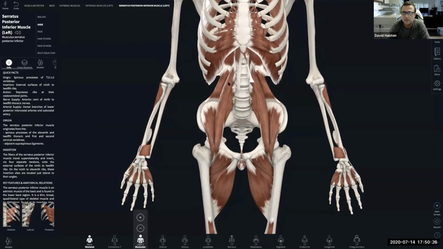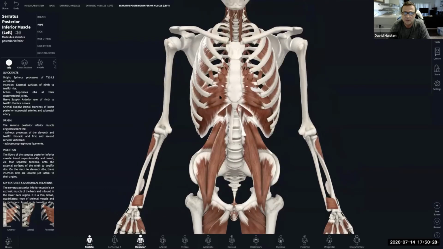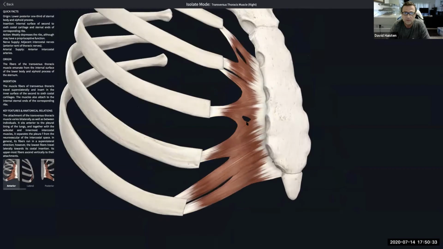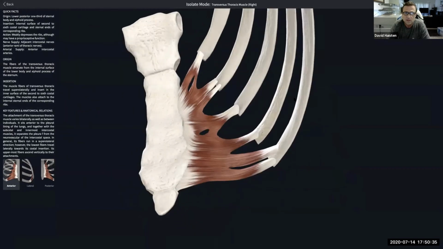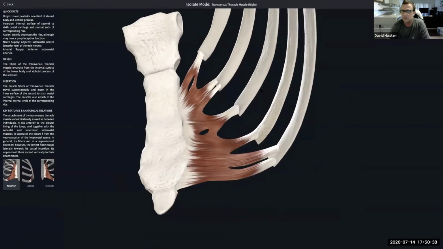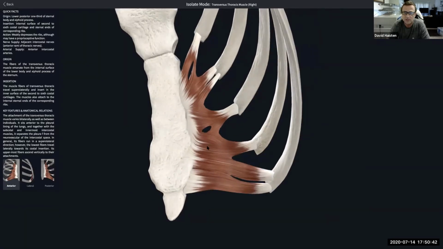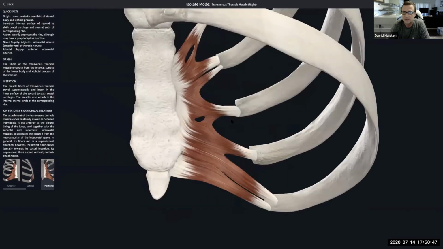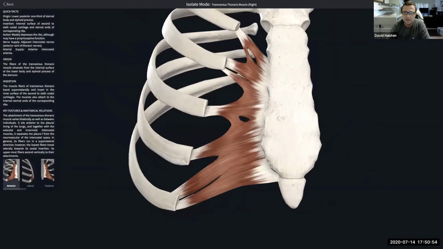Now I can see transversus thoracis, it's here. It's going to pull on your ribs and decrease your thoracic cage volume. That's transversus thoracis. It's a thin, almost worthless muscle, but it's used as an accessory muscle in forced exhalation. So your abs, transversus thoracis, and serratus posterior inferior. And that should be it.